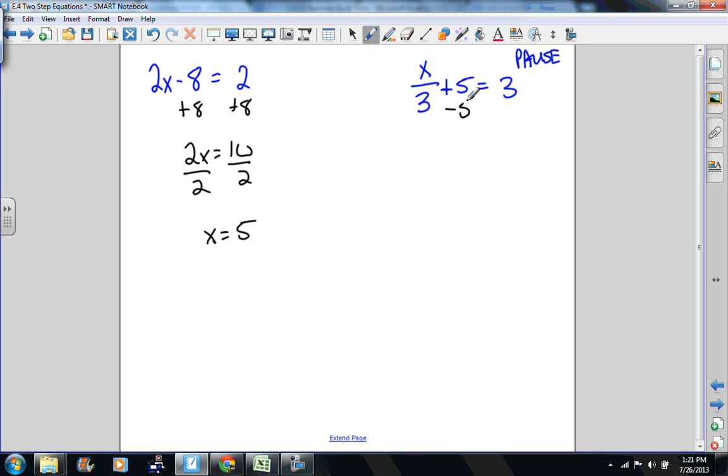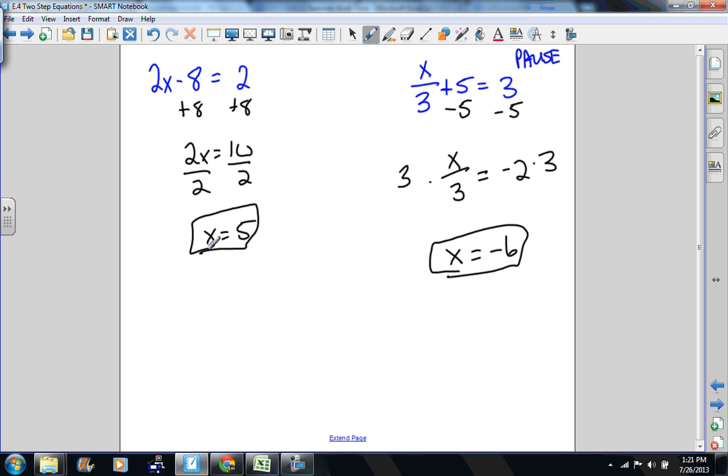This one, we subtract 5. We get x divided by 3 is equal to negative 2. Multiply by 3. So x equals negative 6. And then we check. Questions, please ask me.